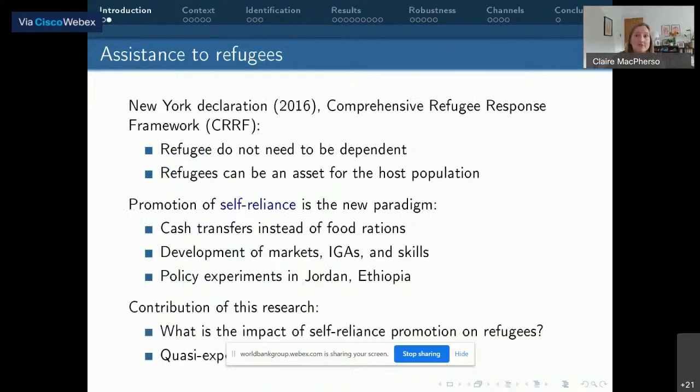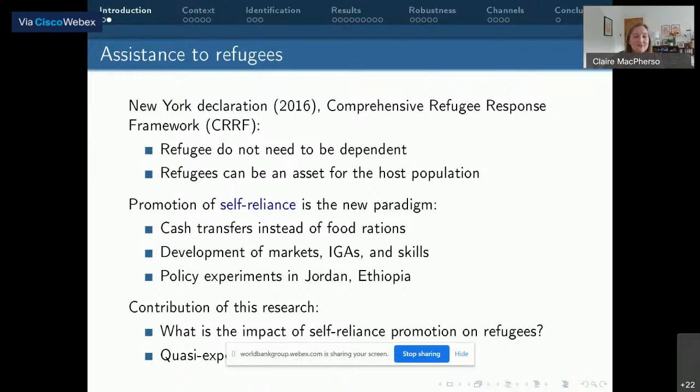Most actors working with refugees now recognize that the humanitarian approach is actually deceptive. Crises are not temporary, and care and maintenance is expensive, unsustainable, and profoundly unsatisfactory for refugees. In 2016, the UN General Assembly adopted the New York Declaration for Refugees and Migrants, which recognized that when refugees can access education and labor markets, they can become self-reliant and contribute to the development of the local economies in which they're residing. The promotion of self-reliance is becoming the new paradigm.